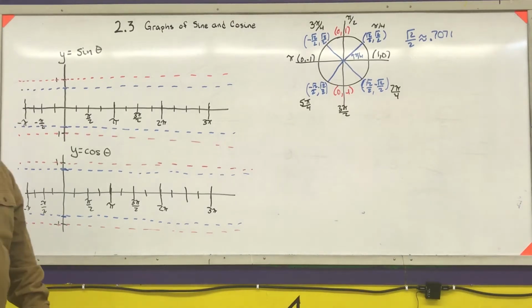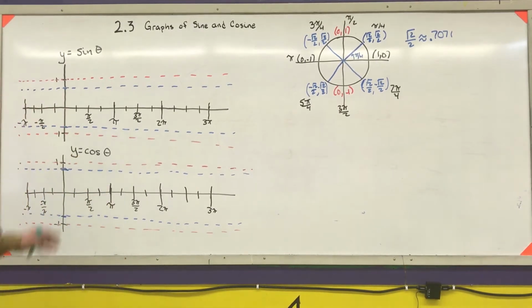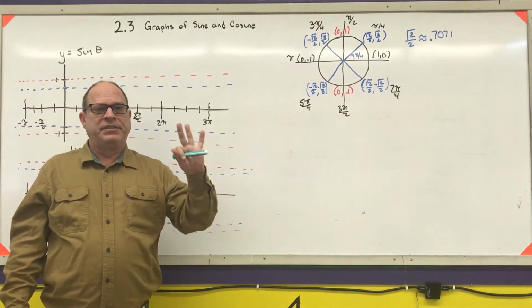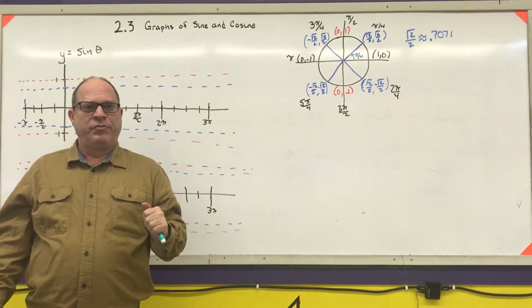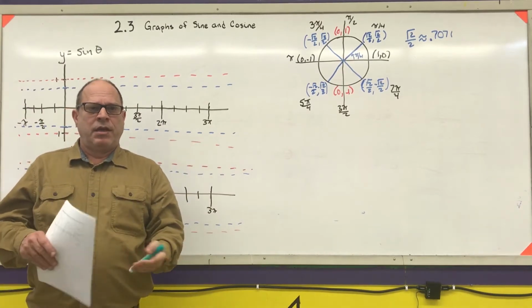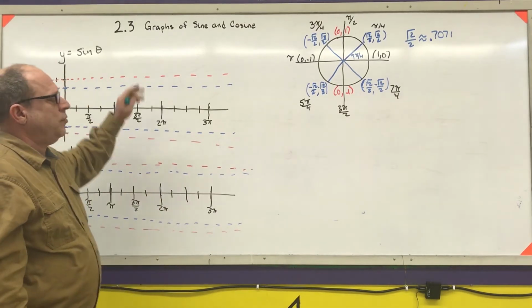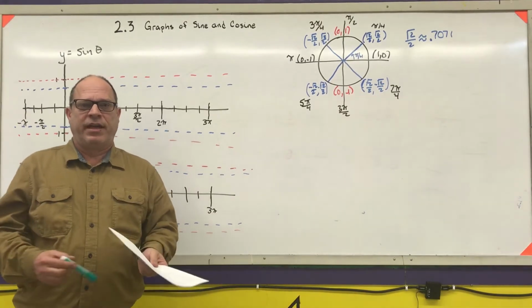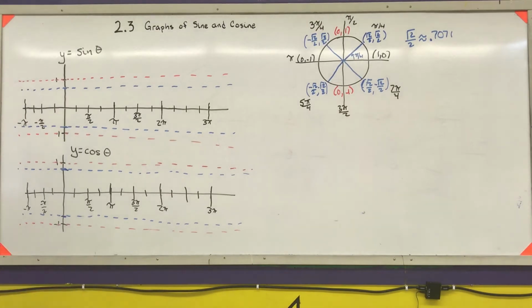In the next section of chapter 2, we're going to cover graphs of sine and cosine functions. Section 2.3, graphs of sine and cosine, is going to cover 3 separate videos, one for the general graphs. Then we're going to do 2.3.1, which talks about amplitude and period. And then 2.3.2, which talks about phase shifts and vertical shifts of our graphs.